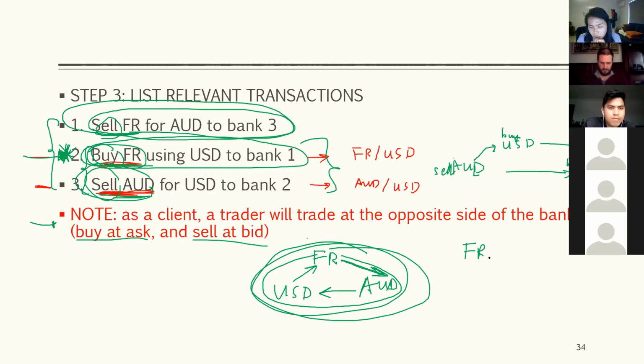So here I'm starting with the direct transaction with Bank 3, where I sell the franc for the AUD. And then if I do so here, then the other 2 transactions will follow. So here I'm writing Bank 3 here. Then for Bank 2, because they are trading AUD and USD, I'm writing Bank 2 here. And finally Bank 1.